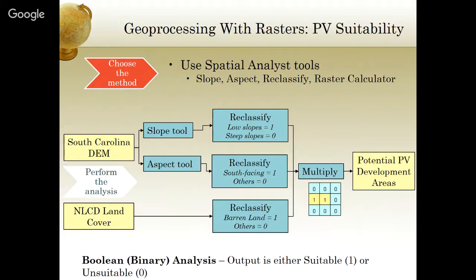So this is what you could call a Boolean or binary analysis. It tells us only suitable or unsuitable, and it needs all 3 data sets to agree on suitability for it to work. Does that make sense? Questions? Can you see where we're going to go with this, at least conceptually?